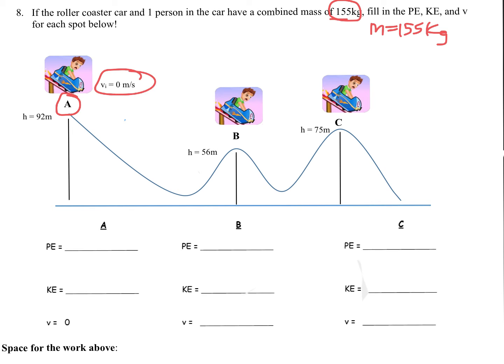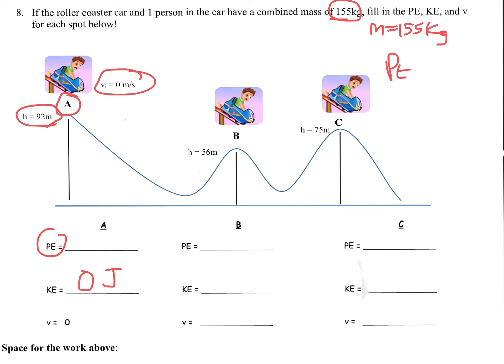So if we look at part A, we're at the very top of the roller coaster, and it looks like there's no initial starting velocity, which means you're not moving yet. You're right at the top. So that means if there's no initial velocity and we're not moving, there's going to be no kinetic energy. So that's an assumption that we can make. However, since we have all of that mass and we're at a height of 92 meters above the ground, there's definitely potential energy here. So let's solve for that potential energy.